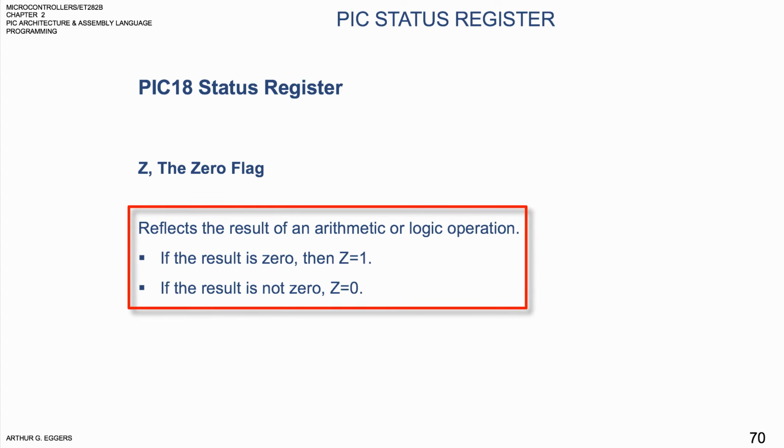The next one, the zero flag. The zero flag reflects the result of an arithmetic or logic operation. If the result is 0, then Z equals 1. Therefore, Z equal to 0 means the result is not 0. We'll see later how the Z flag is used for looping.